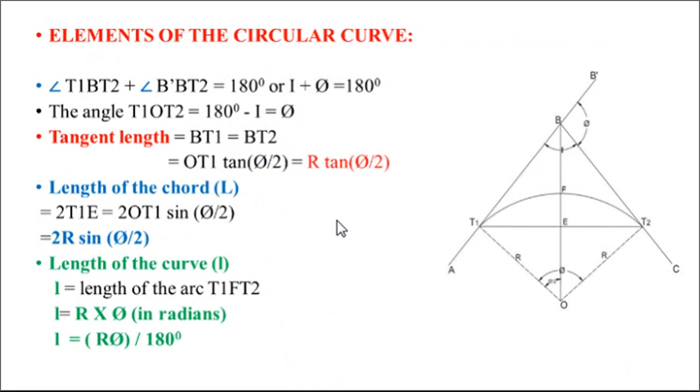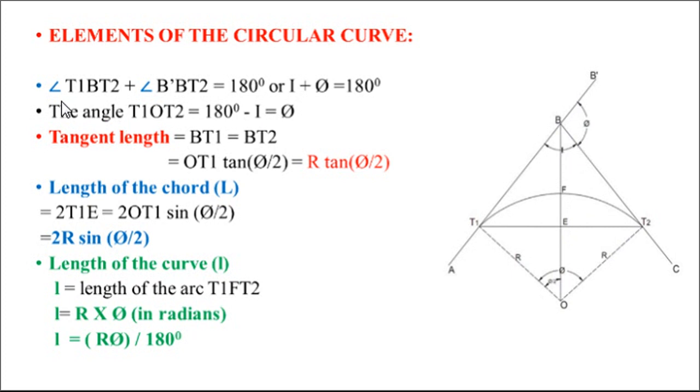So this is regarding arc definition and the chord definition. Now we are going to study the various elements for a simple circular curve. This is a simple circular curve. In this, the angle is theta, R is the radius of the curve, this is point T1, point T2, E, F, B, B dash. This angle is phi and this angle is I.